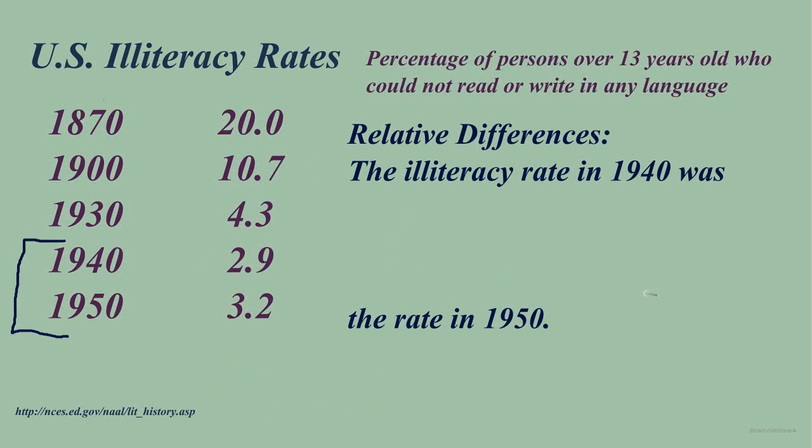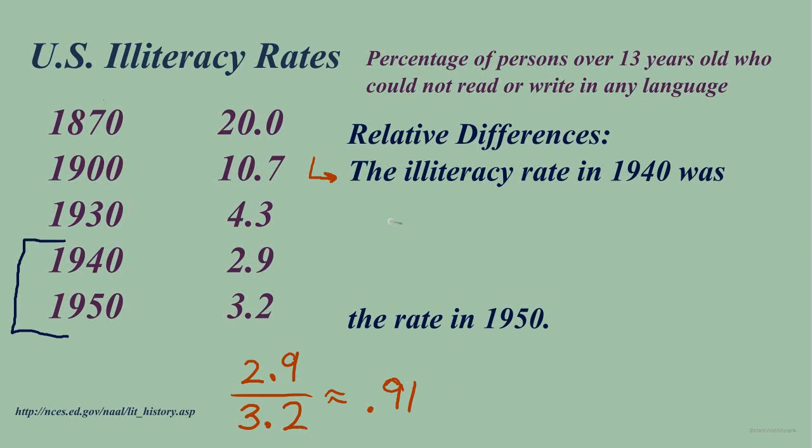Keeping the same idea but just changing our reference value, if we choose to set up the sentence, the illiteracy rate in 1940 was blank the rate in 1950, now we are comparing to 1950. So now it's compare 2.9% from 1940 to 3.2% from 1950. And this quotient is about 0.91.